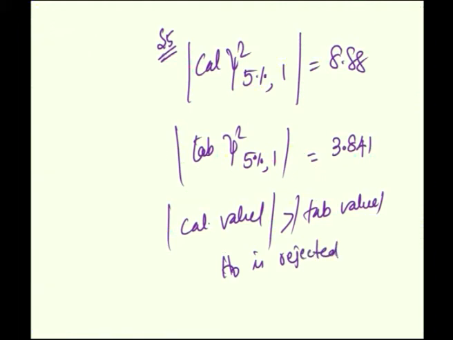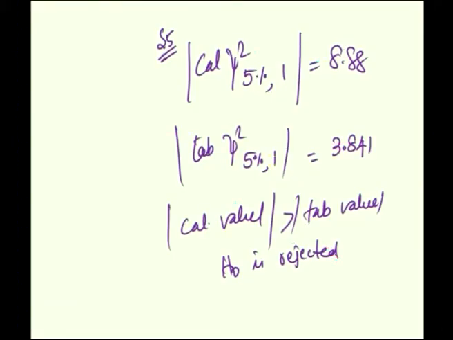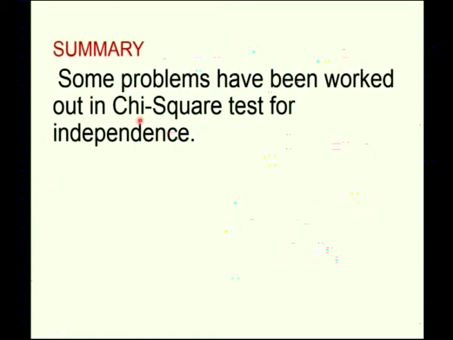H naught is rejected in the sense that there is an association between intelligence of the boys and skillness of the fathers. That is the conclusion. In this session, some problems have been worked out in the chi-square test for independence using the contingency table. The procedure related to this is also discussed.